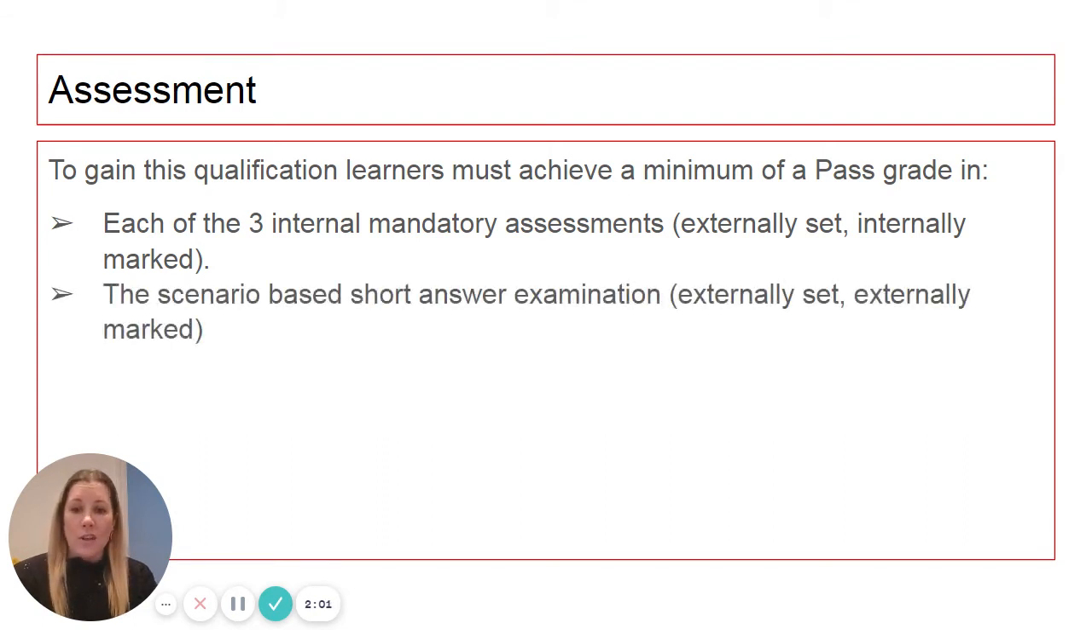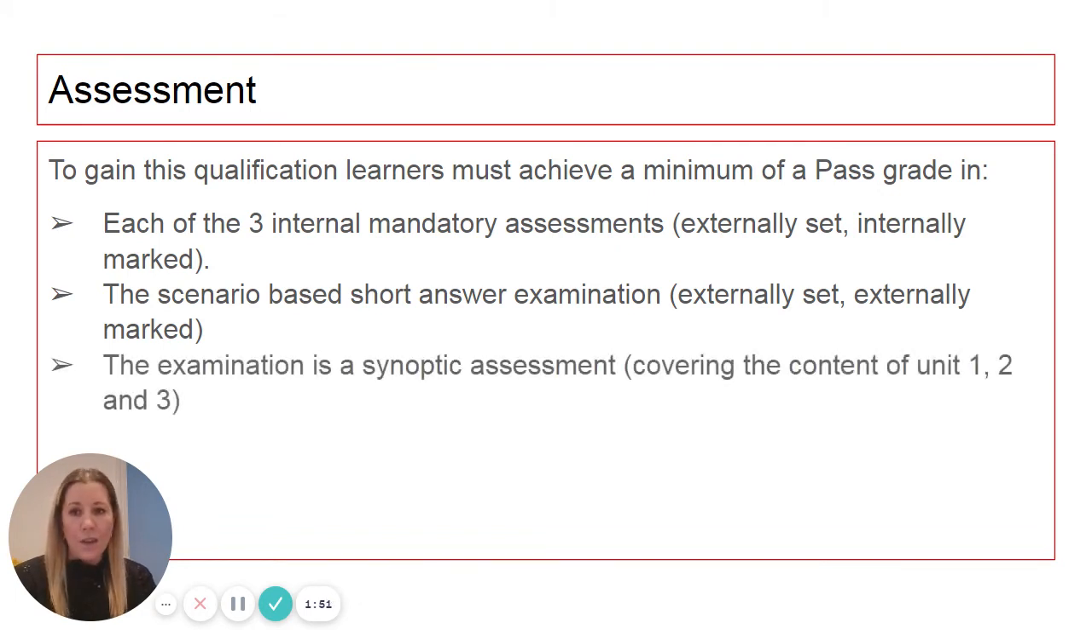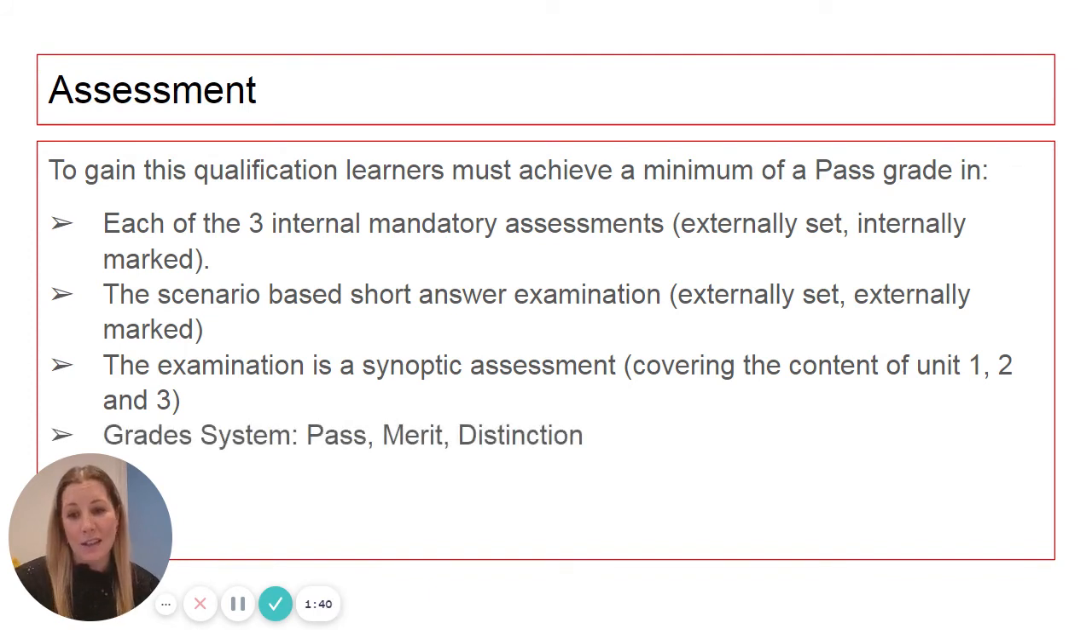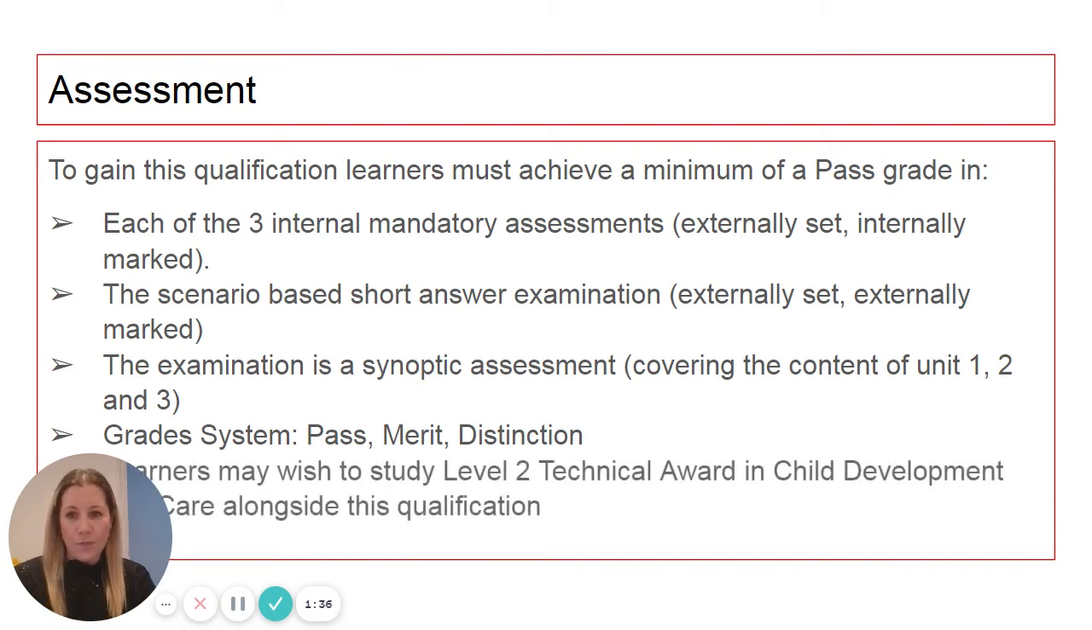Then there is a scenario-based short answer examination, which will sit in February of Year 11. And again, it isn't any new content. It is based on the 3 units you would have already been taught. It is synoptic, which means that it's covering that content, so one thing builds on the other to consolidate your learning. And as I said to you, it's graded slightly differently: pass, merit, or distinction.